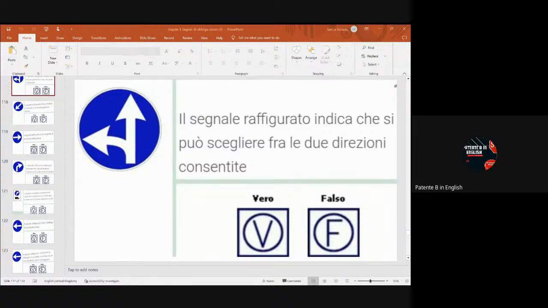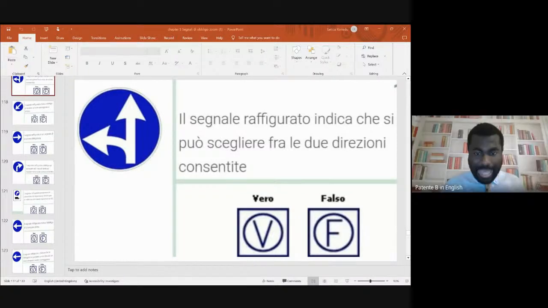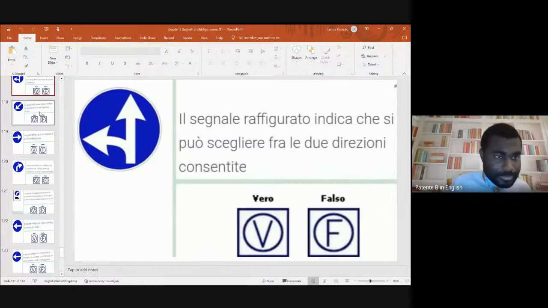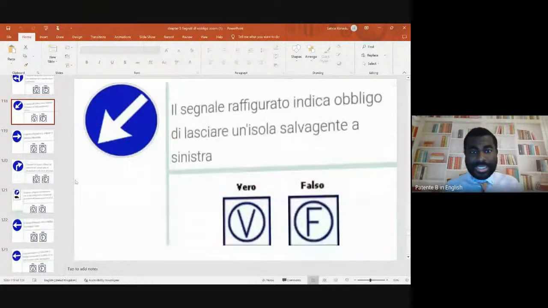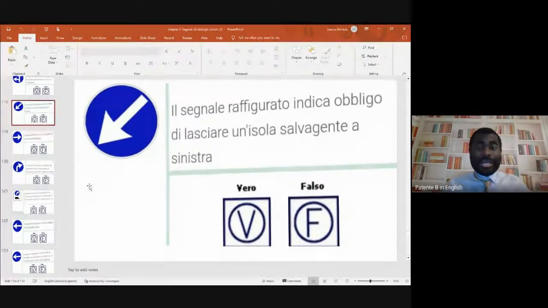So now, our next question. Il segnale raffigurato indica l'obbligo di lasciare un'isola salvagente a sinistra, vero o falso?